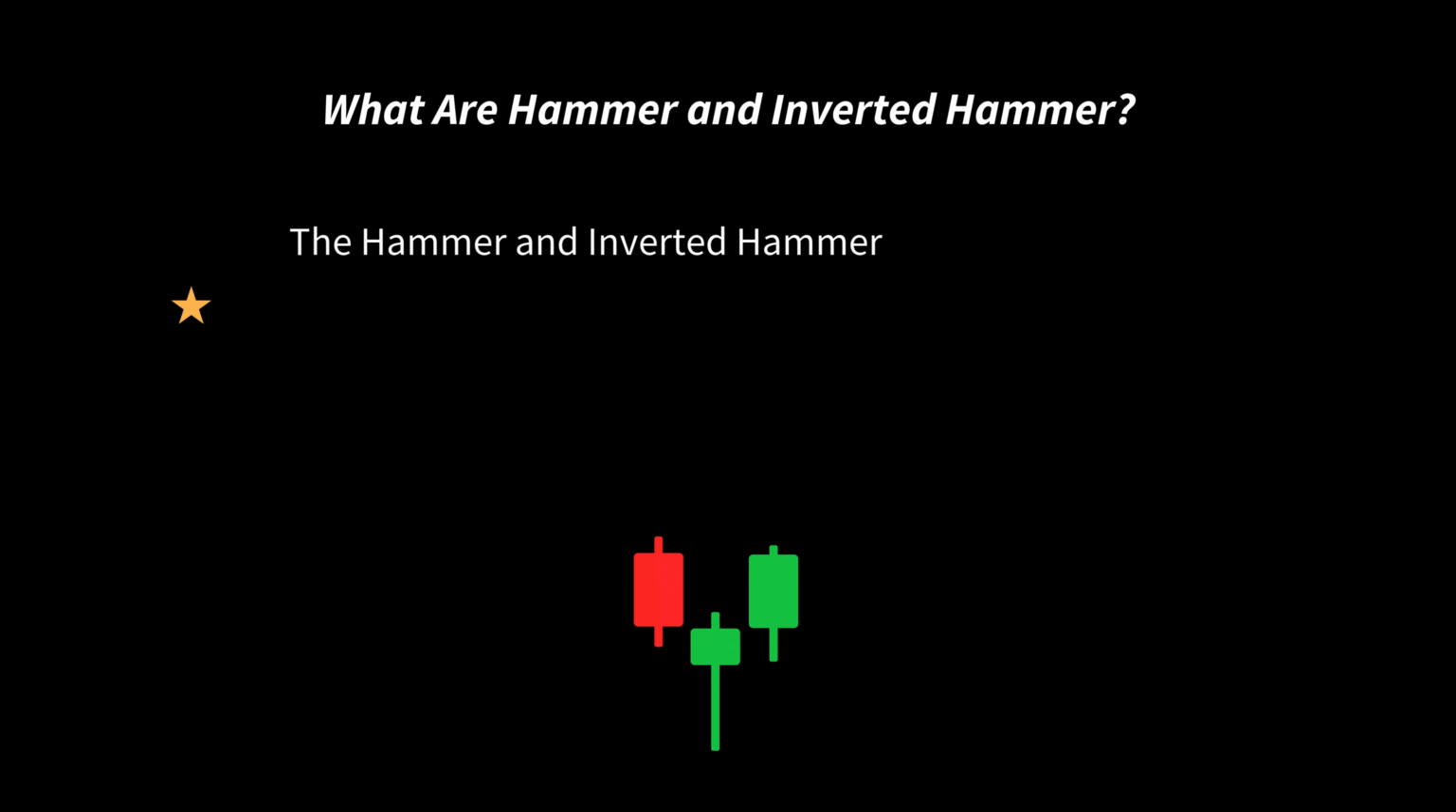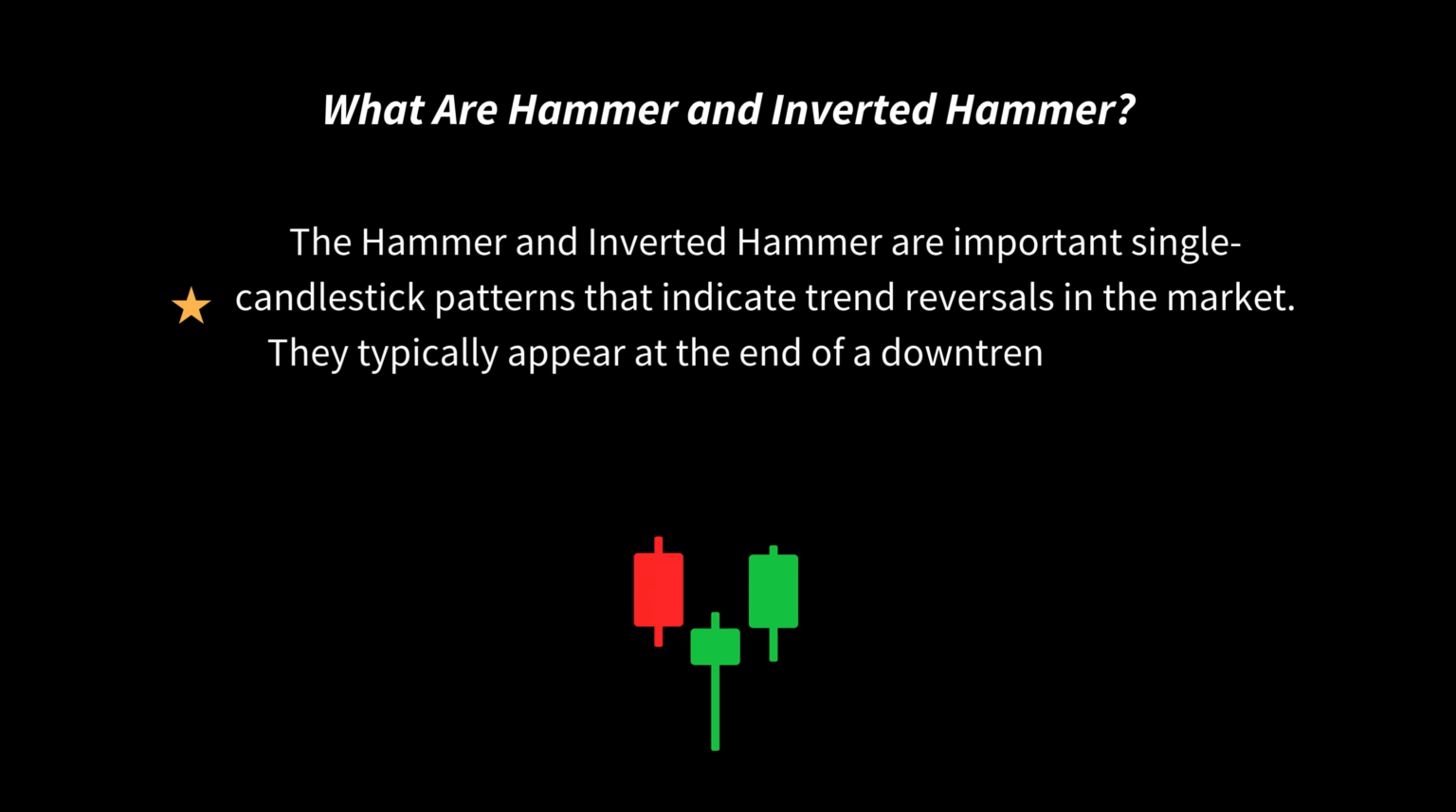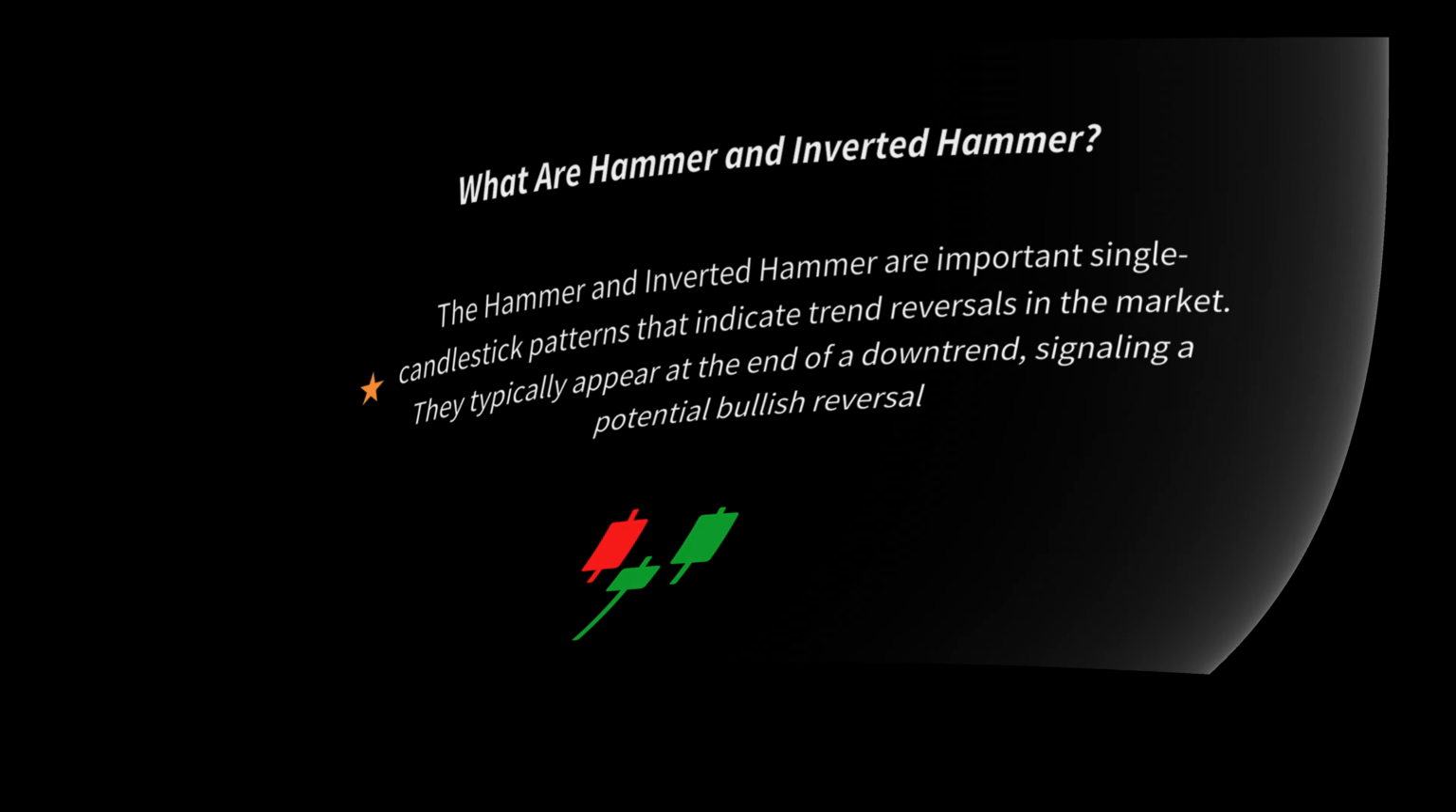What are hammer and inverted hammer? The hammer and inverted hammer are important single candlestick patterns that indicate trend reversals in the market. They typically appear at the end of a downtrend, signaling a potential bullish reversal.